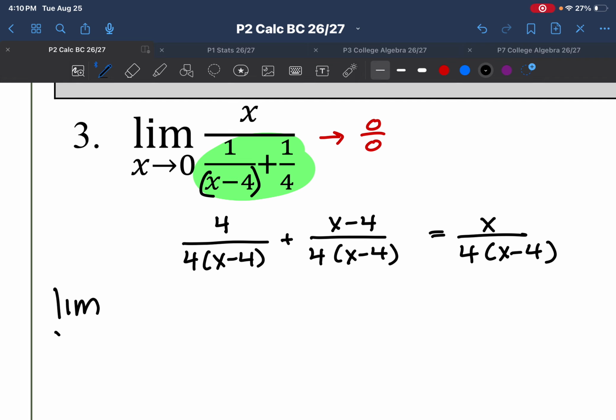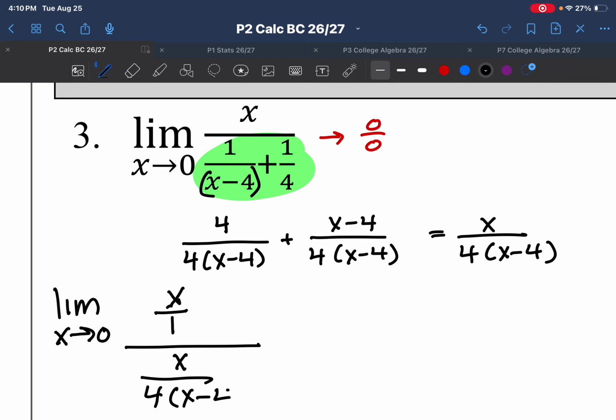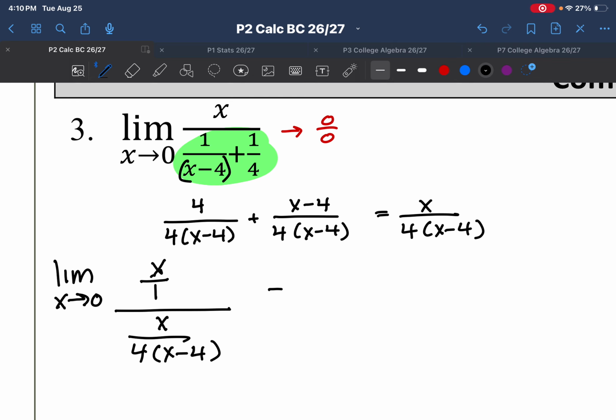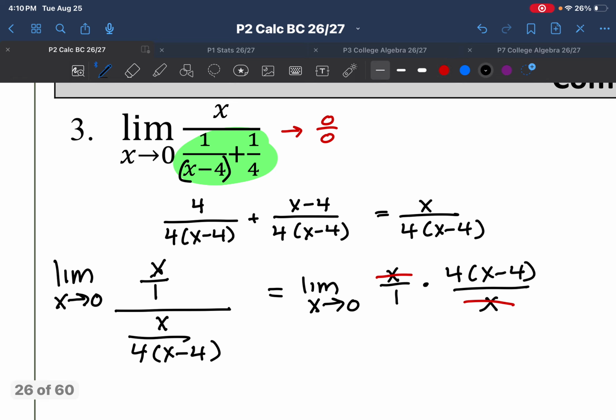So I have the limit as x approaches 0 of x. I'm going to change the x into a fraction by writing it over 1, dividing it by x over 4 times x minus 4. So now I have a fraction divided by a fraction, which means this is the same as saying the limit as x approaches 0 of x over 1 times the reciprocal, 4 times x minus 4 over x. And when I take the reciprocal, the x's cancel out.